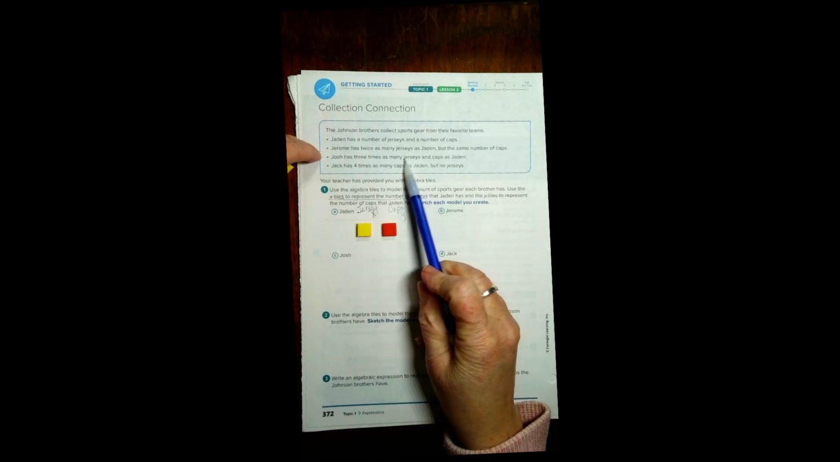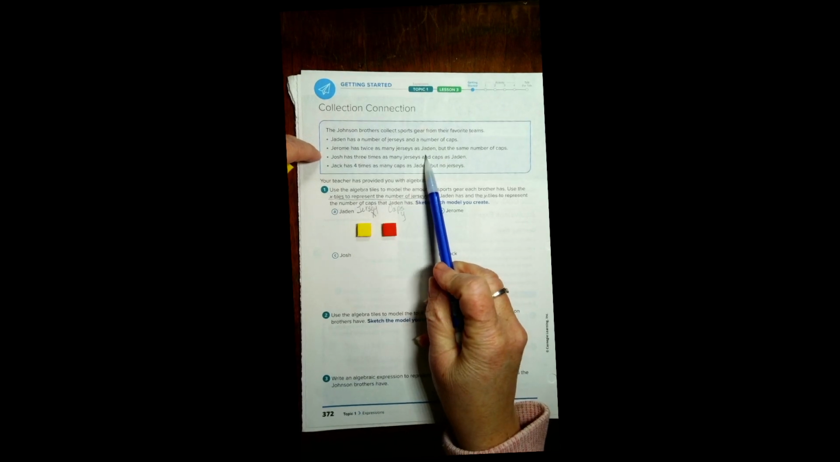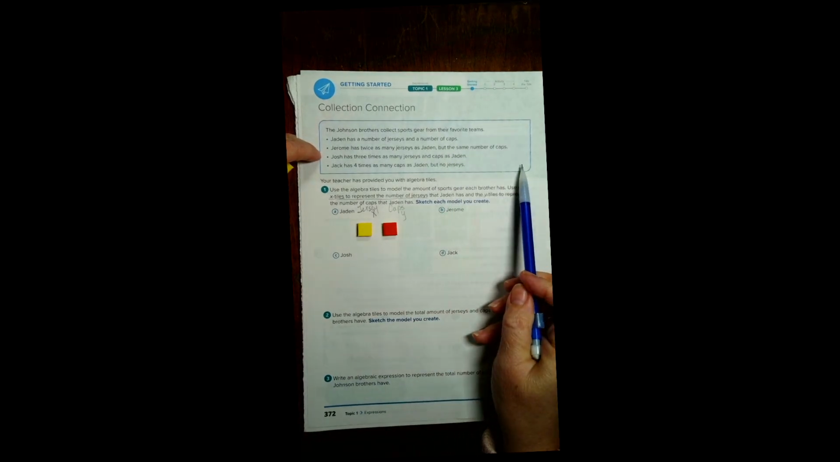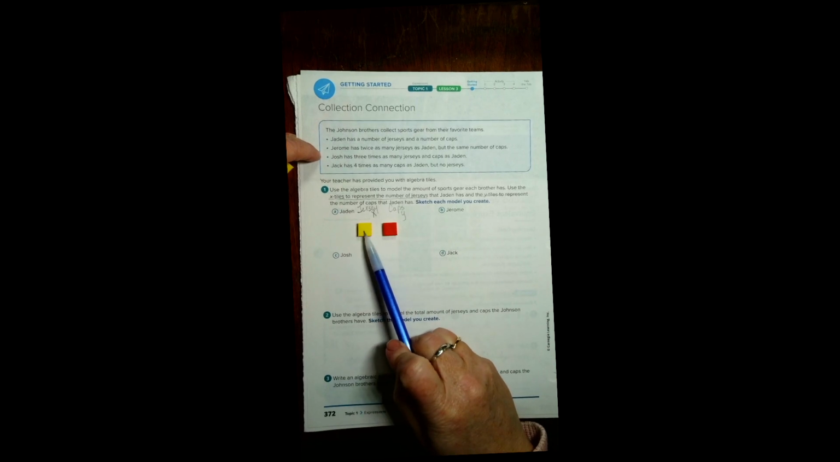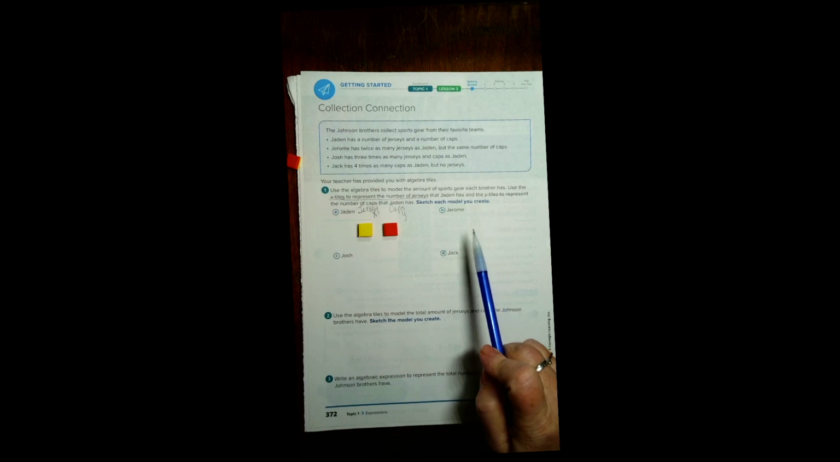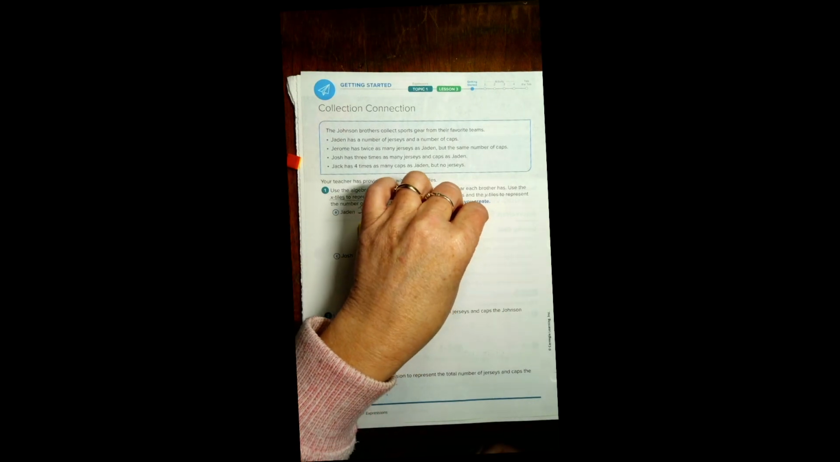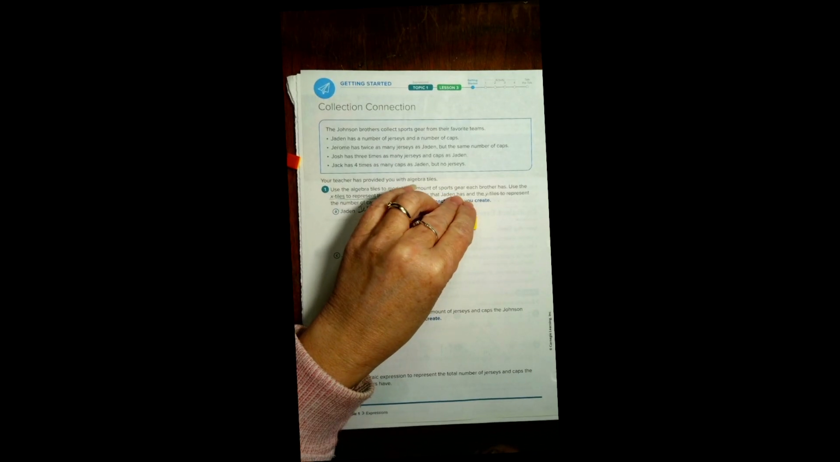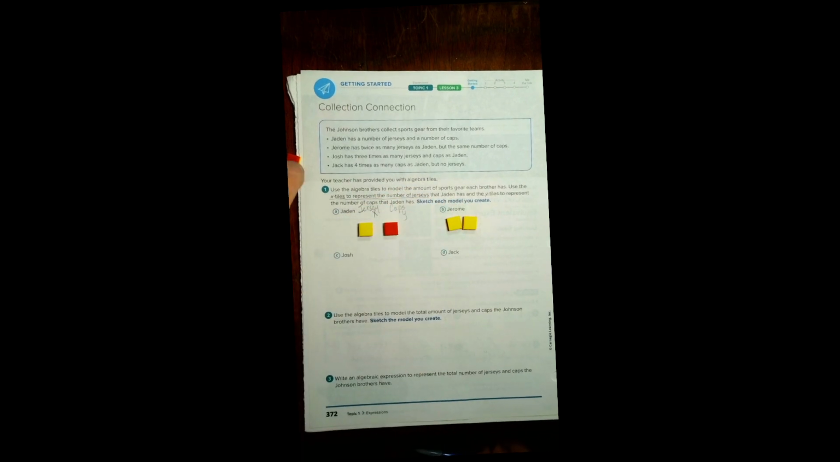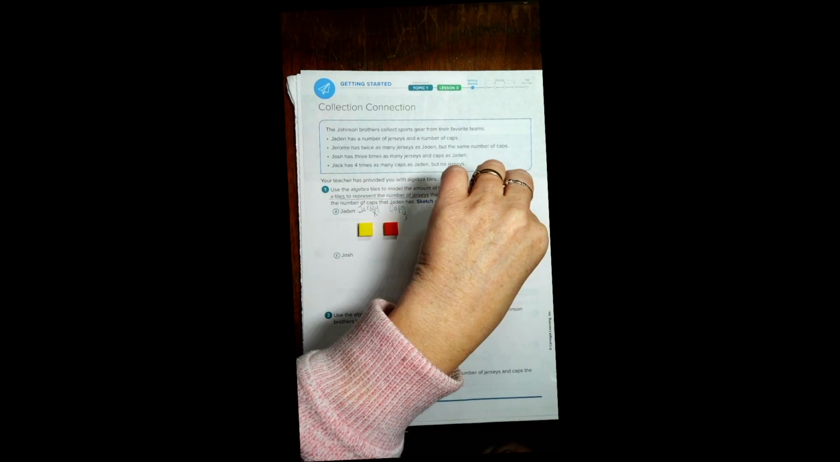Okay, so Jerome has twice as many jerseys as Jaden, but the same number of caps. So if Jaden has one of these jerseys and Jerome has twice as many, how many yellow algebra tiles will I put there? All right, I'll put 2. So he'll have 2 of those. And it says, but the same number of caps. So I'm just going to put 1 of those.